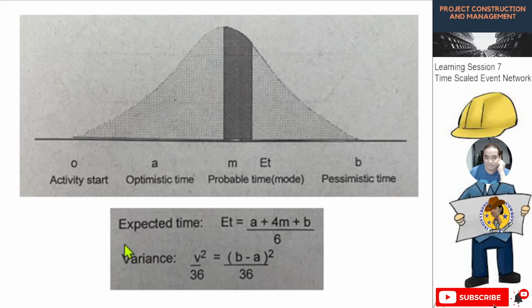Then we have expected time. Expected time is computed by A plus 4M plus B divided by 6. Okay, so this is the expected time. Then the variance, the formula is B minus A squared over 36. Please remember these two formulas, expected time ET and variance.